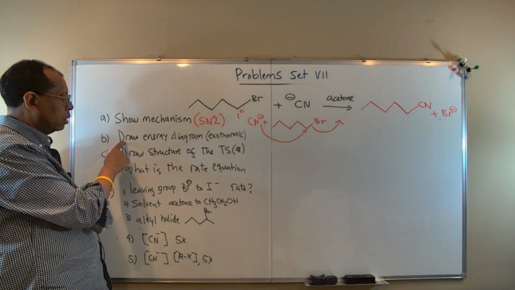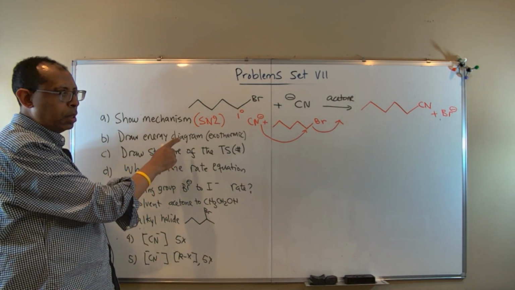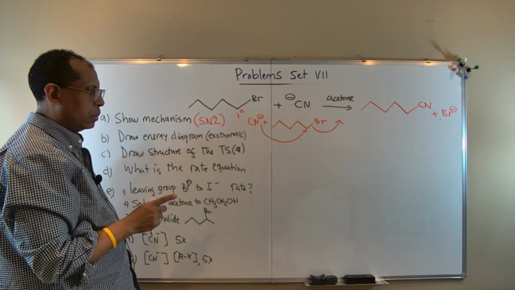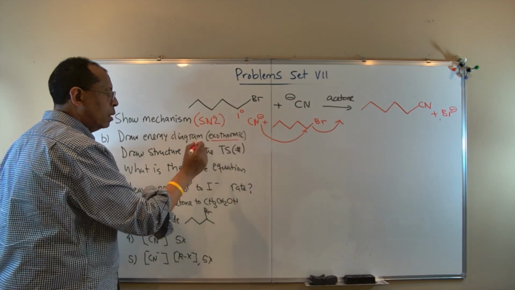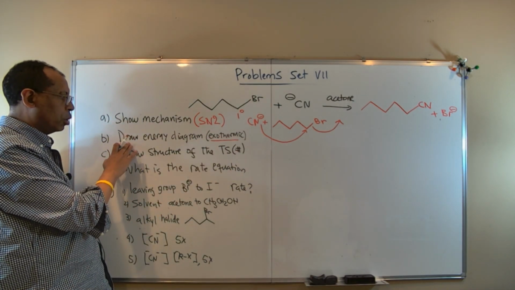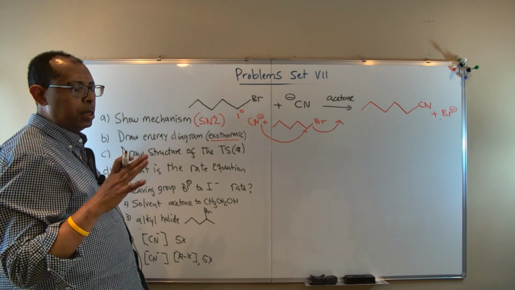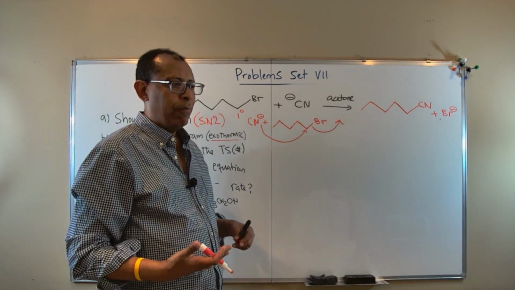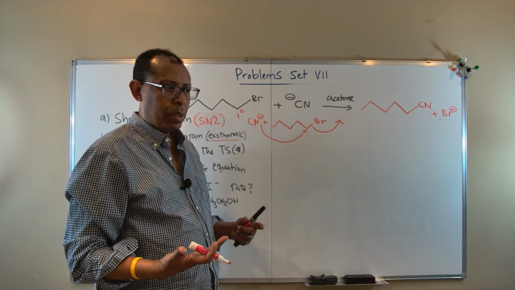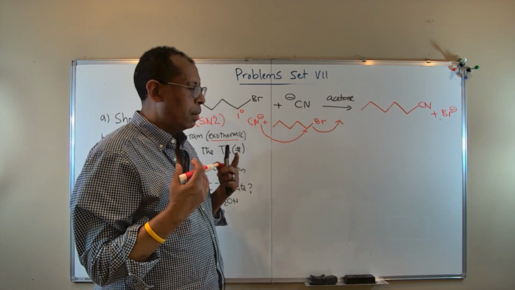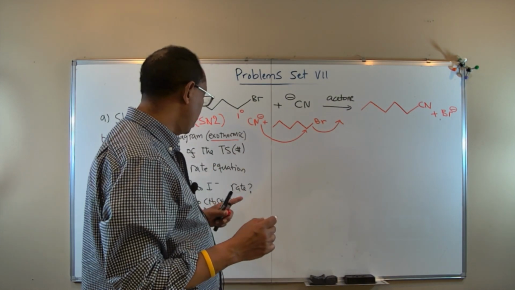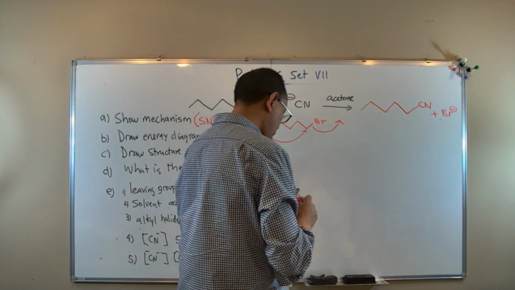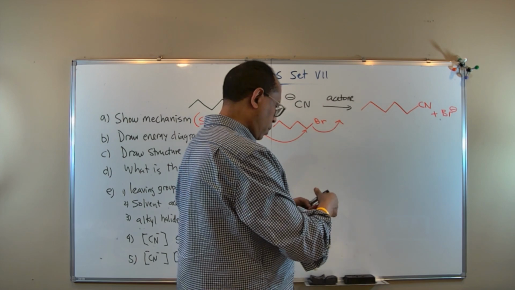The second question is to draw an energy diagram. Assume that this reaction is exothermic. That's what it means here. So it's asking you to draw the energy diagram. The energy diagram for an SN2 mechanism doesn't involve an intermediate. It is a single step mechanism. So hence I will write the energy diagram here. Sorry for the space.